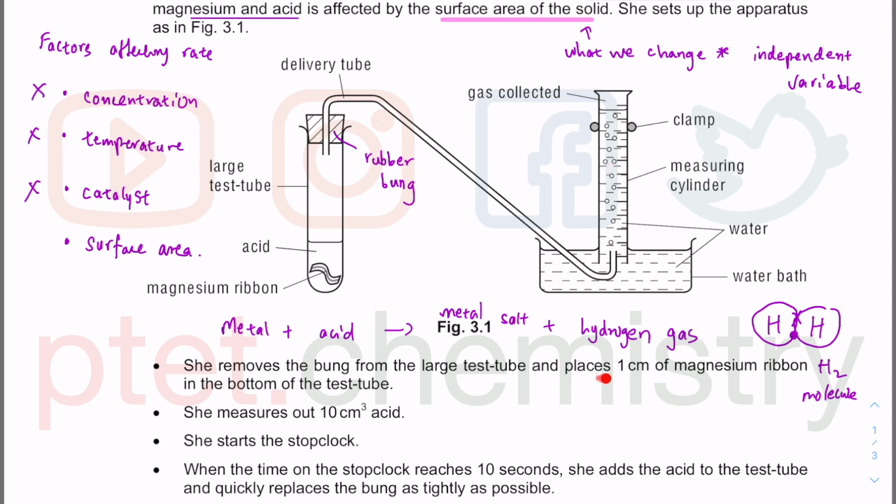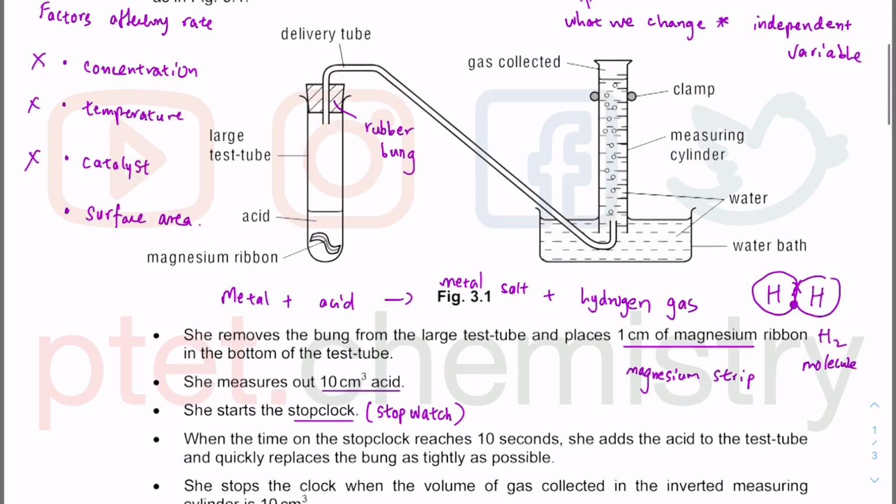So what happened is she placed this 1 cm of magnesium ribbon. So this is a strip, a magnesium strip, meaning just one line of it. In the bottom of this test tube, she measures out 10 cm cube of acid and she starts the stop clock. You might not be used to this word, stop clock. You are more than welcome to use the word stopwatch. It means the same thing as stop clock.